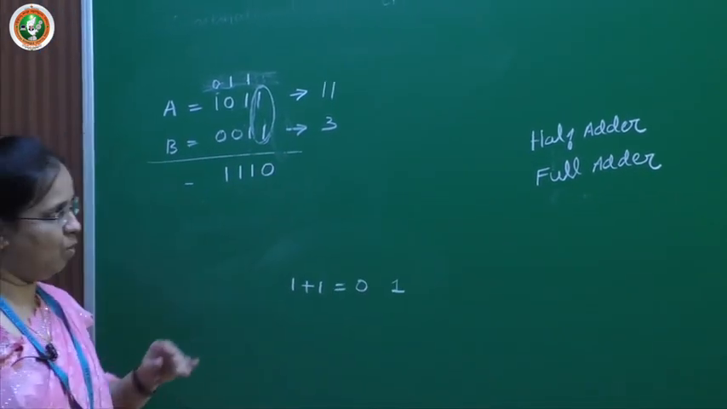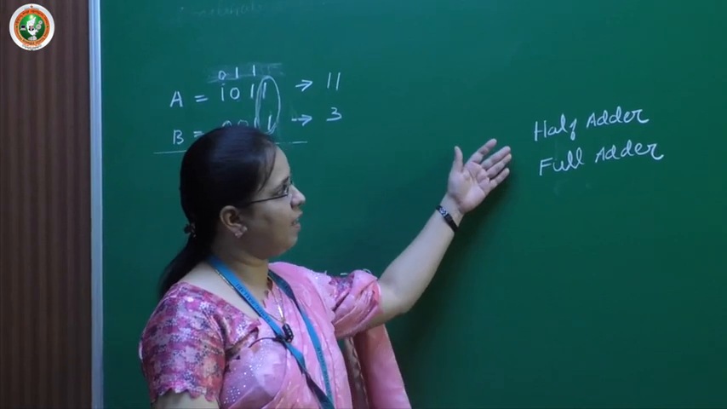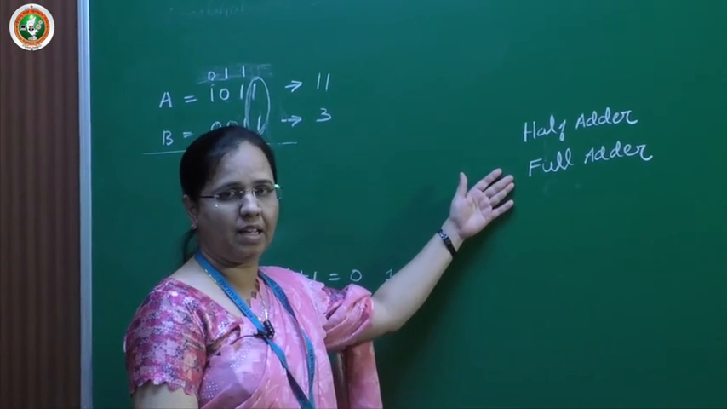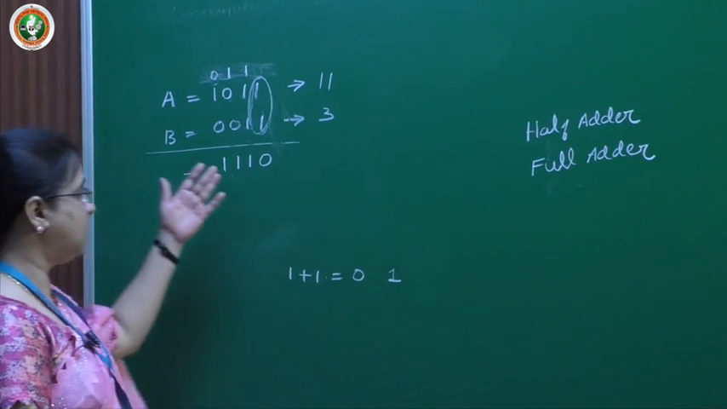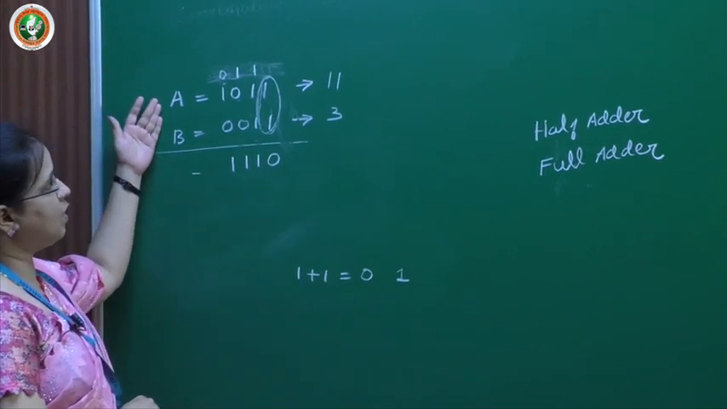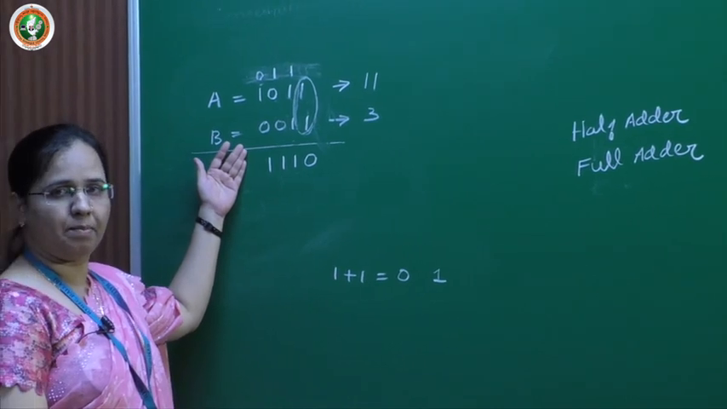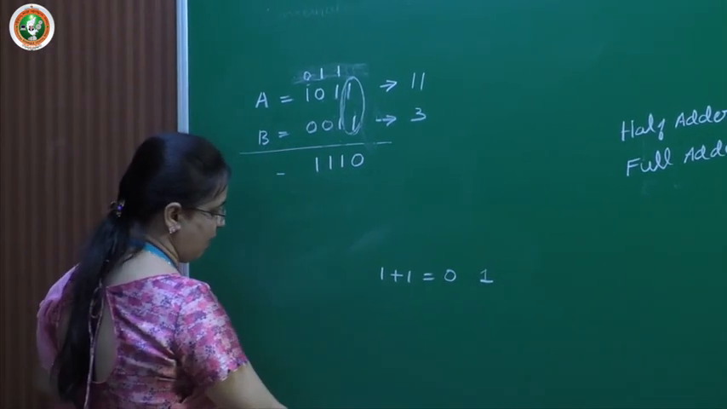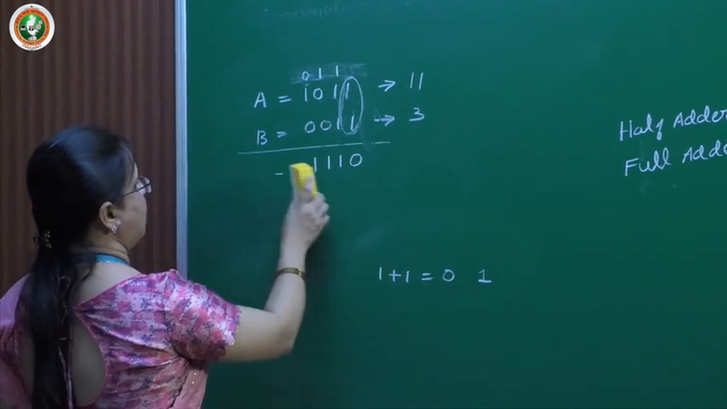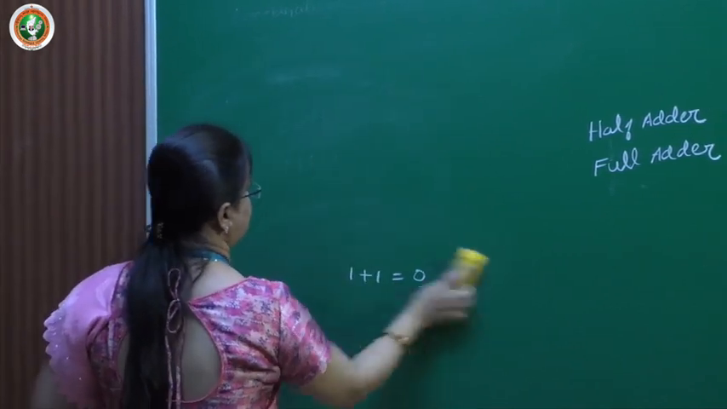Once we know how to design a half adder and how to design a full adder, then we can start designing a circuit which is going to perform the addition of 2 4-bit numbers. So now let us try to understand the design of half adder.